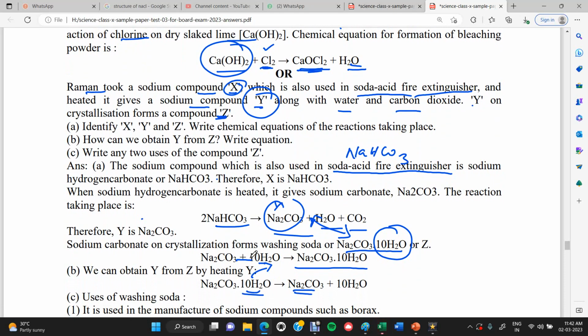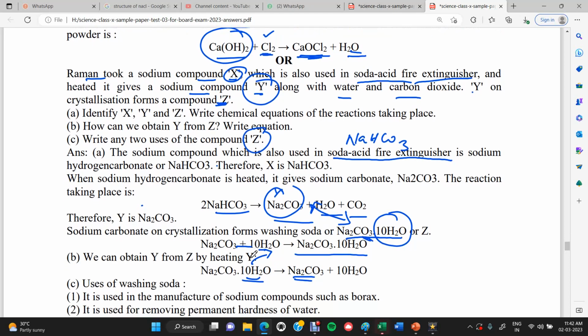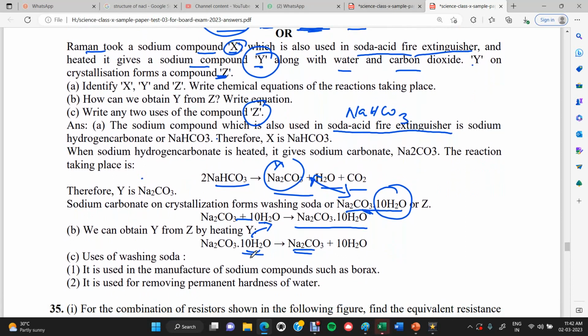Right. Any two uses of the compound Z, identified as washing soda? Washing soda is used in the manufacture of sodium compounds such as borax, and it is used for removal of permanent hardness of water. Two things we are using here. That's one.